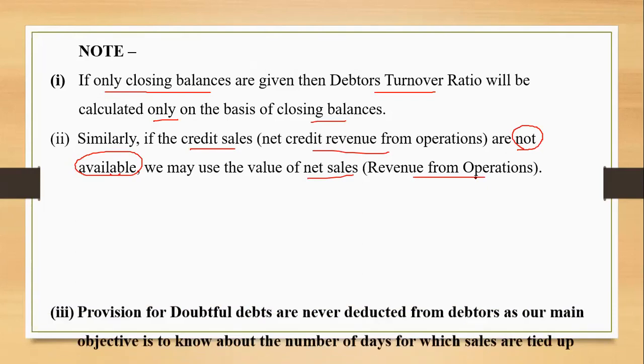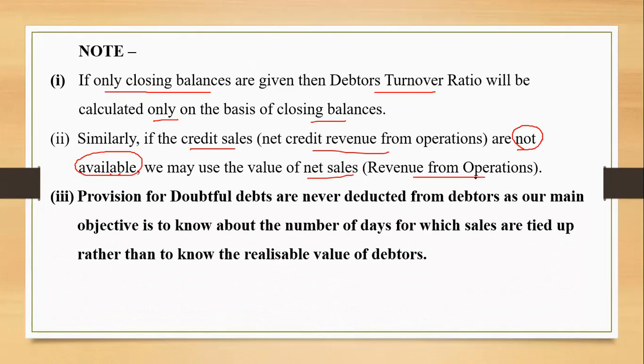Next, this is also important, provision for doubtful debts. We are always in a mindset that in the current ratio, provision for doubtful debts was to be deducted from debtors, we did that, as well as short term provisions also. But as far as this ratio is concerned, the debtors turnover ratio or trade receivables turnover ratio, provision is never deducted from debtors. Correct?